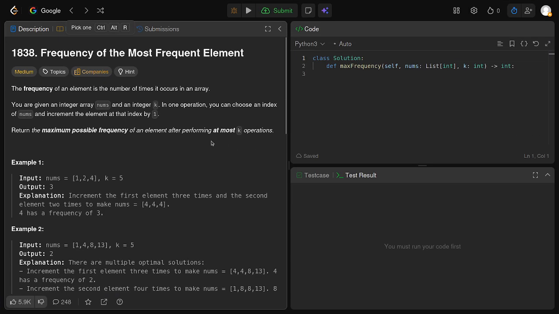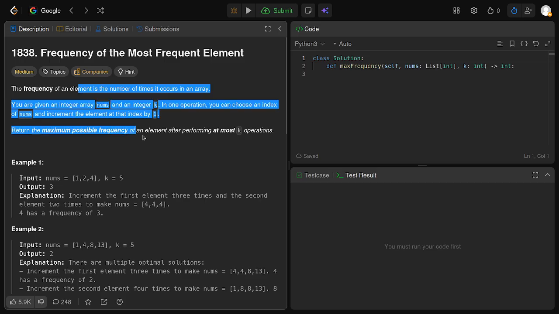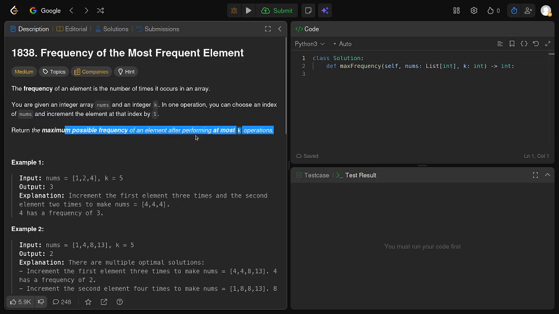Today we are doing medium problem 1838, frequency of the most frequent element. We get k, at most k operations. Each operation increases a number by 1, and we want to find what is the maximum possible frequency of some element after using at most all of the operations.